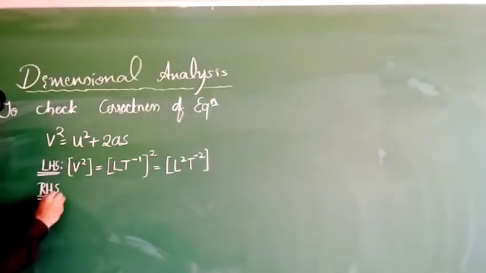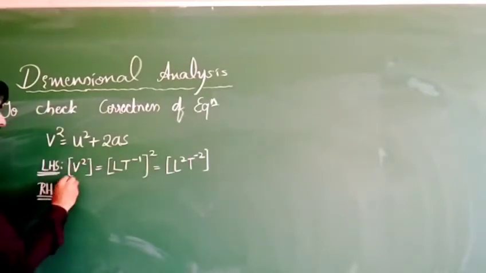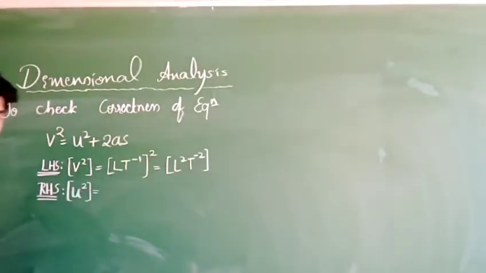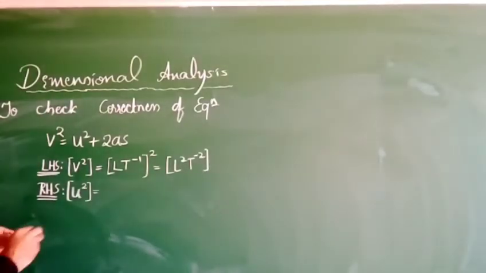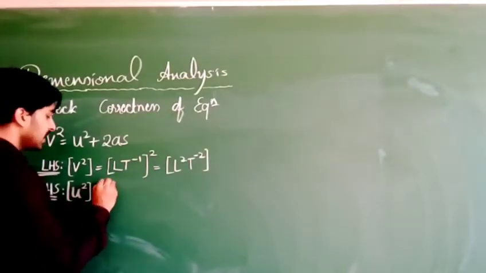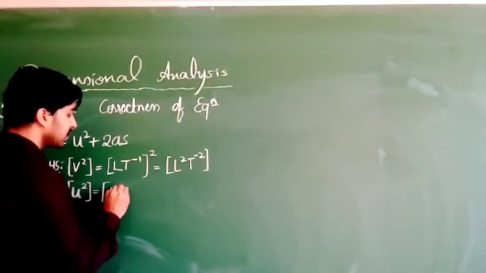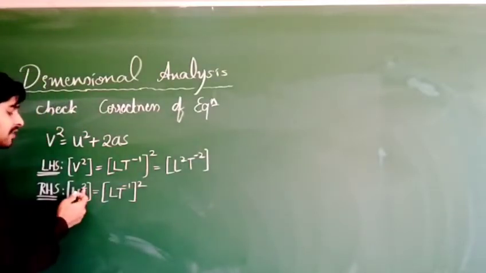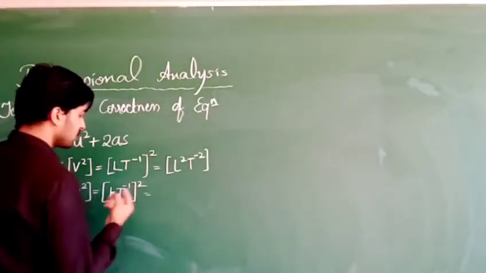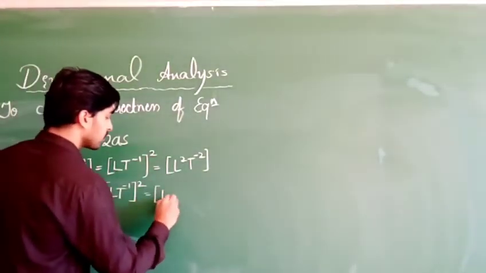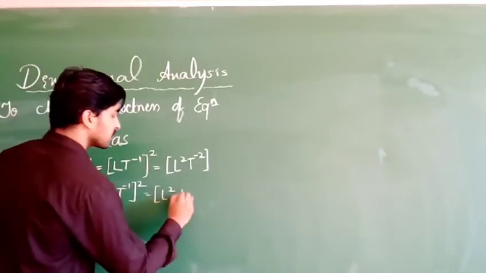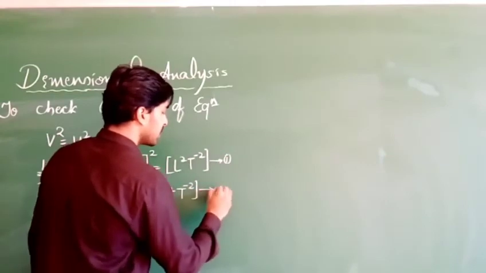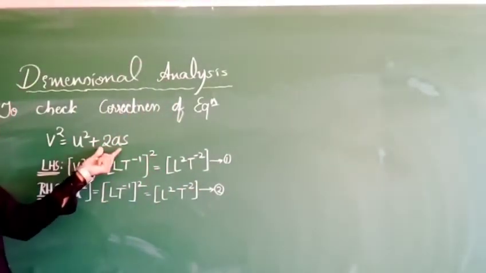Next, let us go for RHS. In RHS, first check which term you are having. U square. What is U? It is nothing but initial velocity. Basically it is also a velocity. How I can write? L into T to the power of minus 1 whole to the power of 2. Why 2 means here we are having square. So L power 2 and T power minus 2. So this equation I will be treating as 1. This equation I will be treating as 2. Clear?